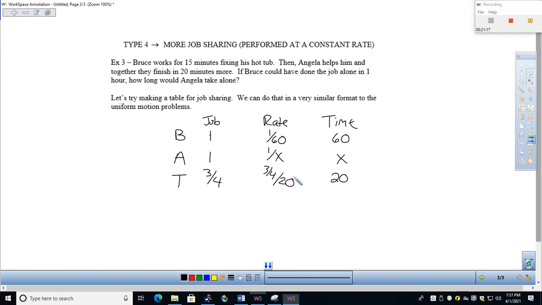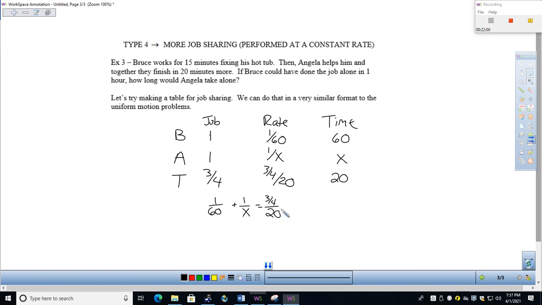Now this should look familiar. As we talked about job sharing before, the rate of one person plus the rate of the other is equal to the rate of them working together. Think of it as how much Bruce can do in a minute plus how much Angela can do in a minute is equal to how much they can do together in a minute. This plus this equals that. And so that is going to be our equation here. But 1/60th plus 1 over x equals 3/4 over 20.